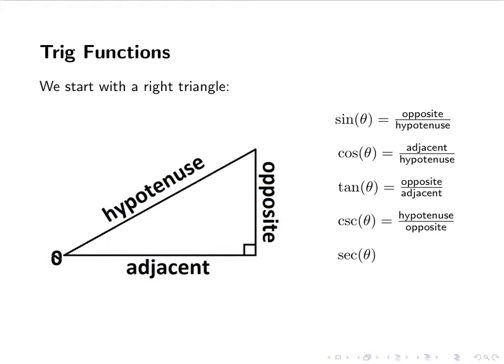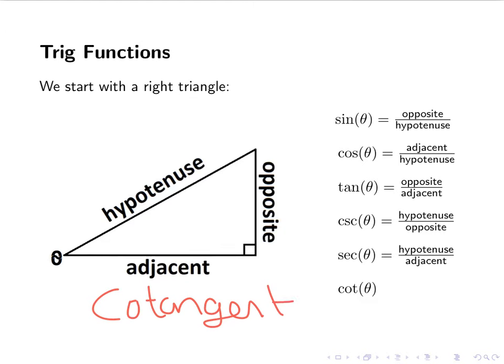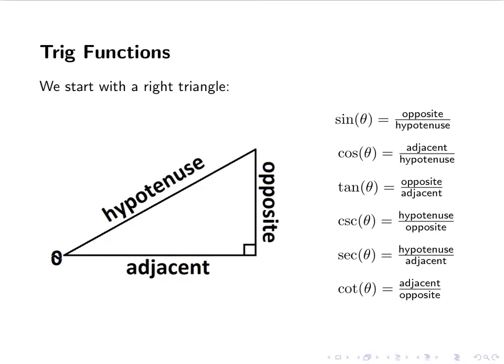The next one, abbreviated SEC, is secant. And secant happens to be the reciprocal of cosine. So it's hypotenuse over adjacent. And the reciprocal of cosine. And then the last one, it looks like cot, but that's something you can sleep on. And it's short for cotangent. And cotangent is the reciprocal of tangent. So we get that it's adjacent over opposite.